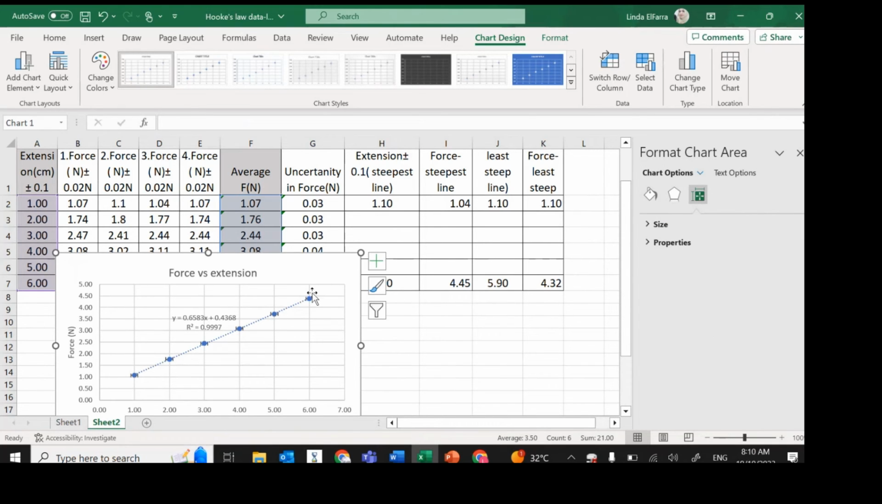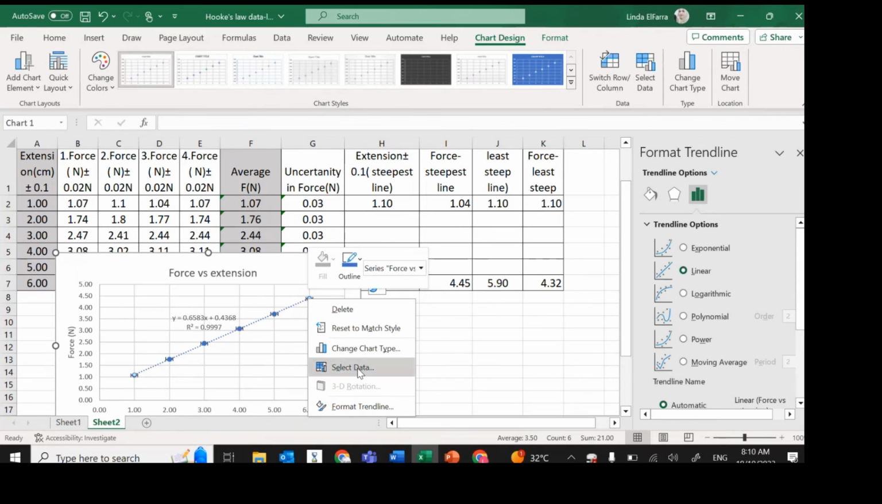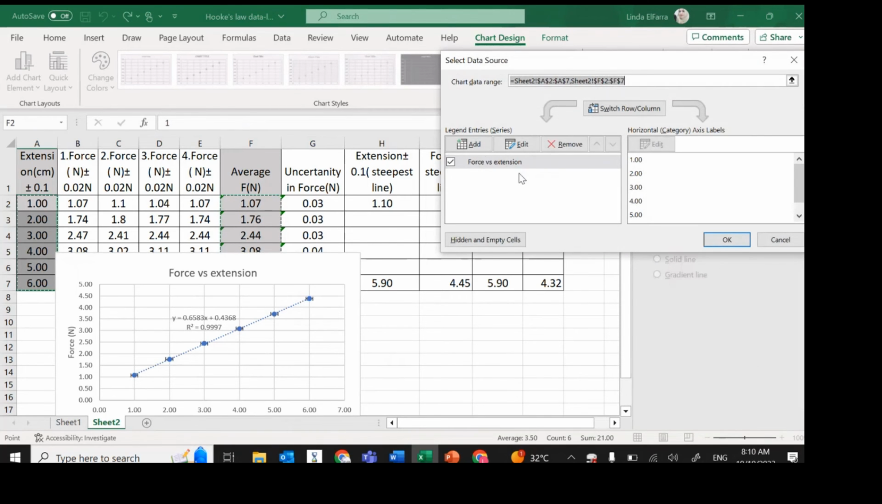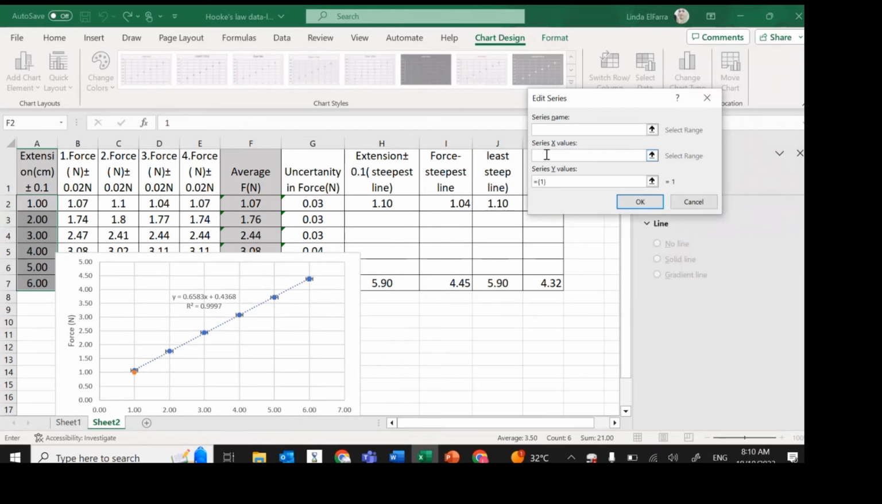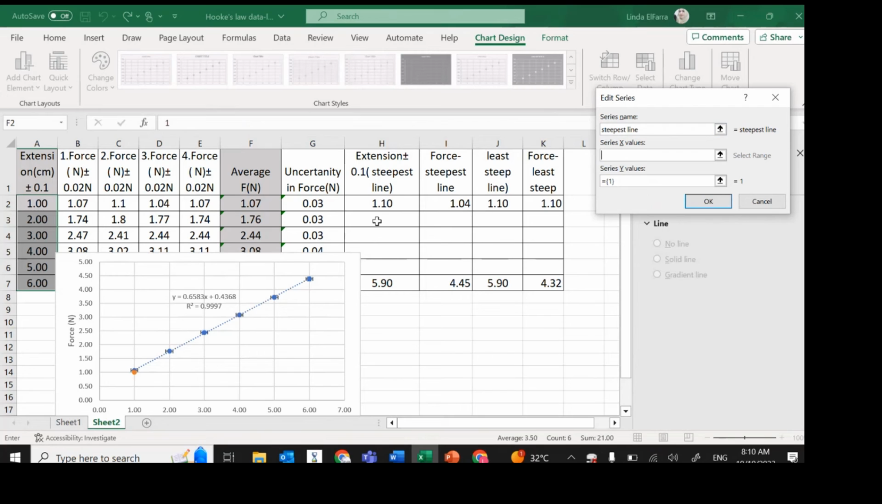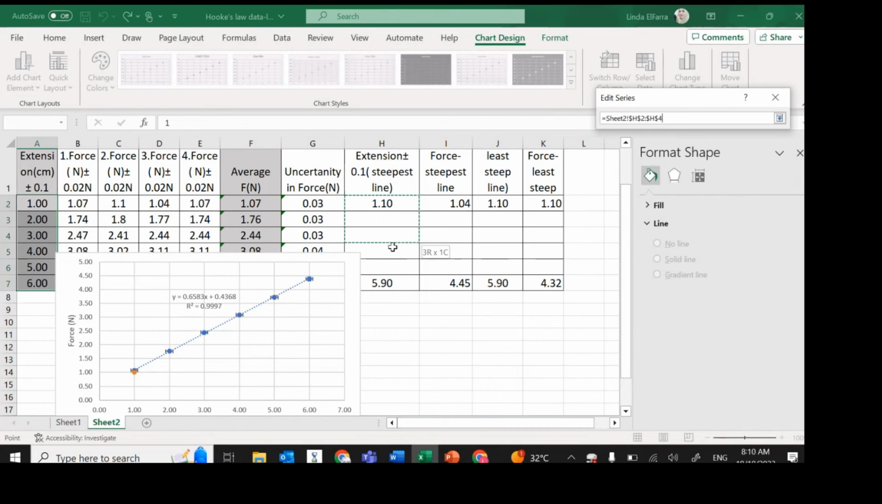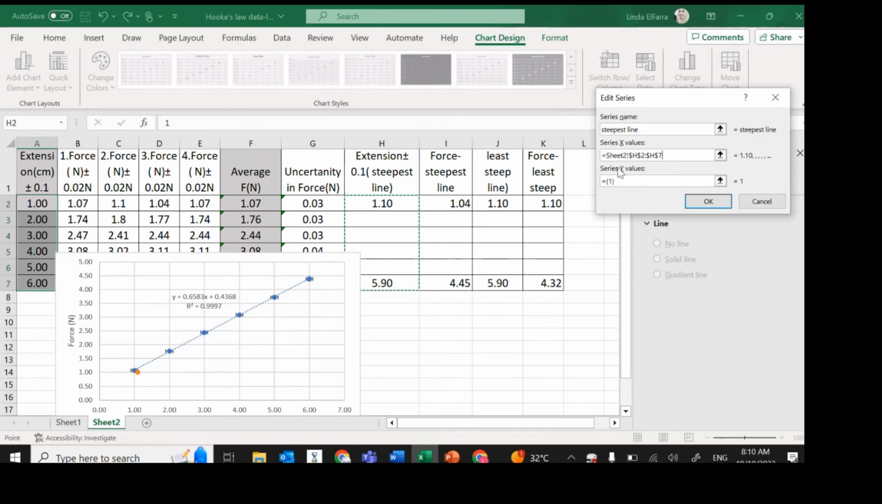So we're going to go again here, right click, select data, and I'm going to add. Now this time I'm going to call this one the steepest line, and my x-axis for steepest line will be this one, the extension steepest line. I'm going to select these values. For y value, it will be the second column next to it. Second column, this one.